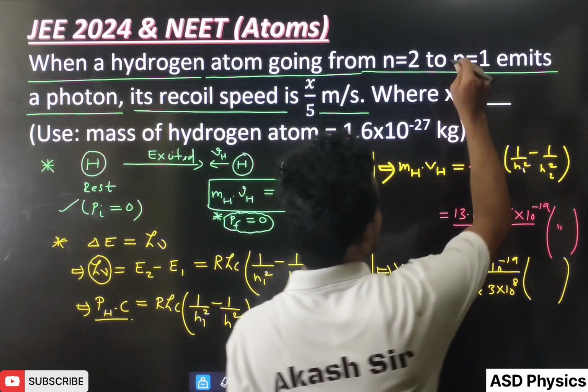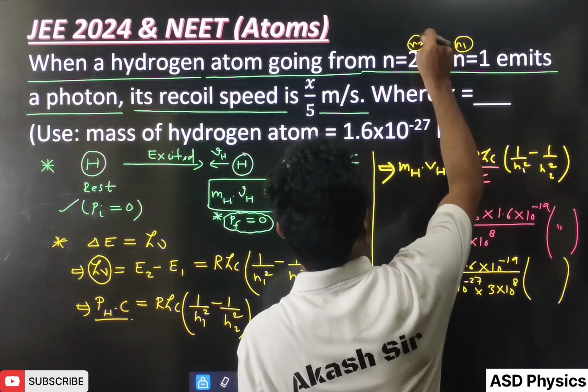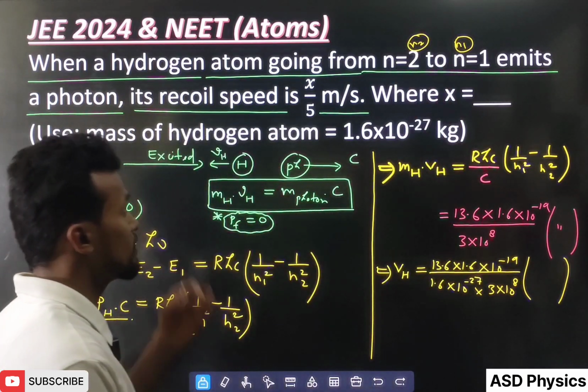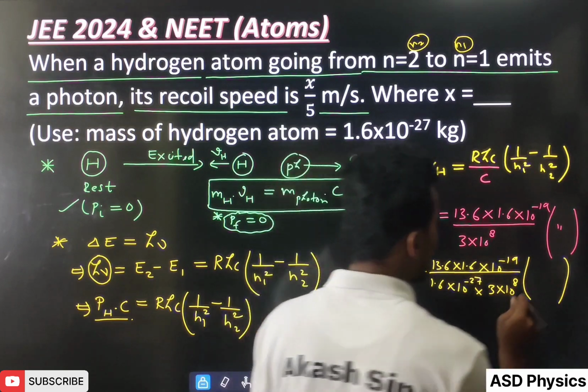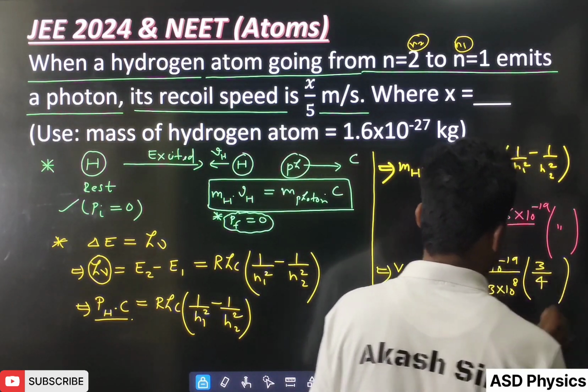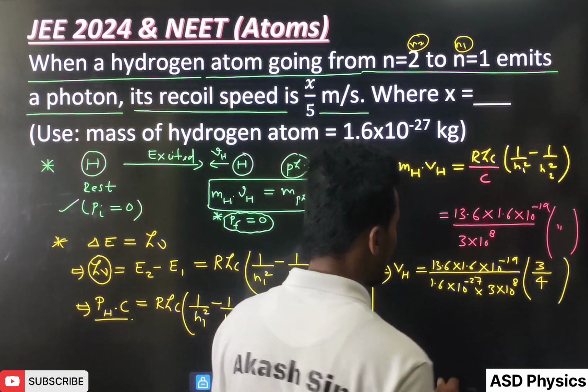Here n1 will be this one, and this will be the n2. So we can write here 1 by 1 square minus 1 by 2 square, so it will become 1 minus 1 by 4. That means we can write here 3 by 4. After that we have to cancel the things here.